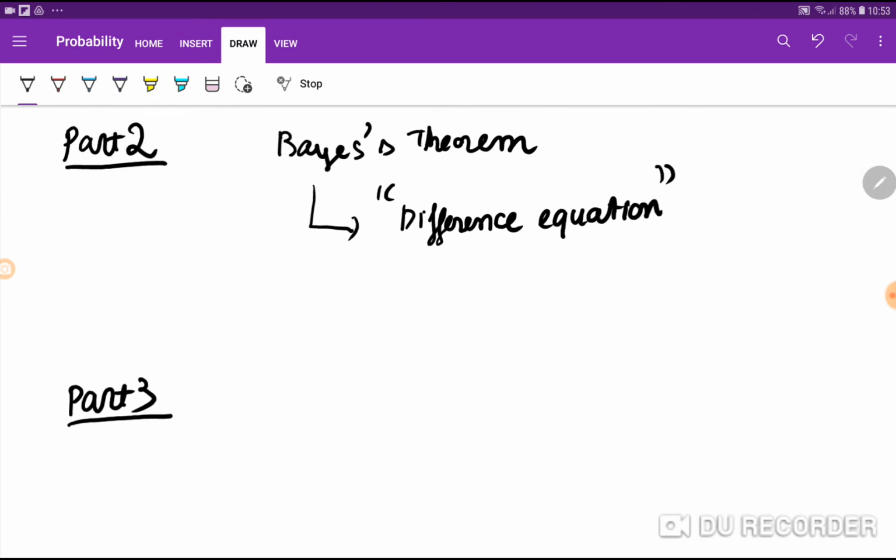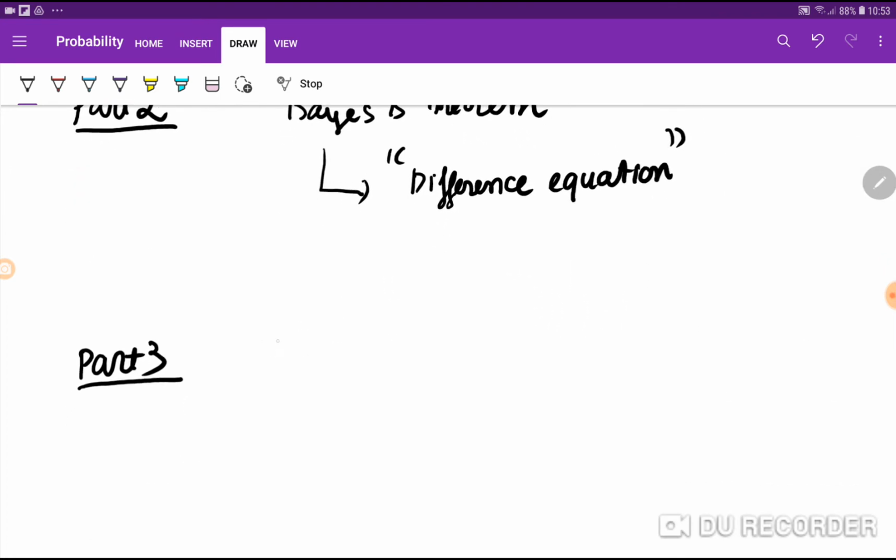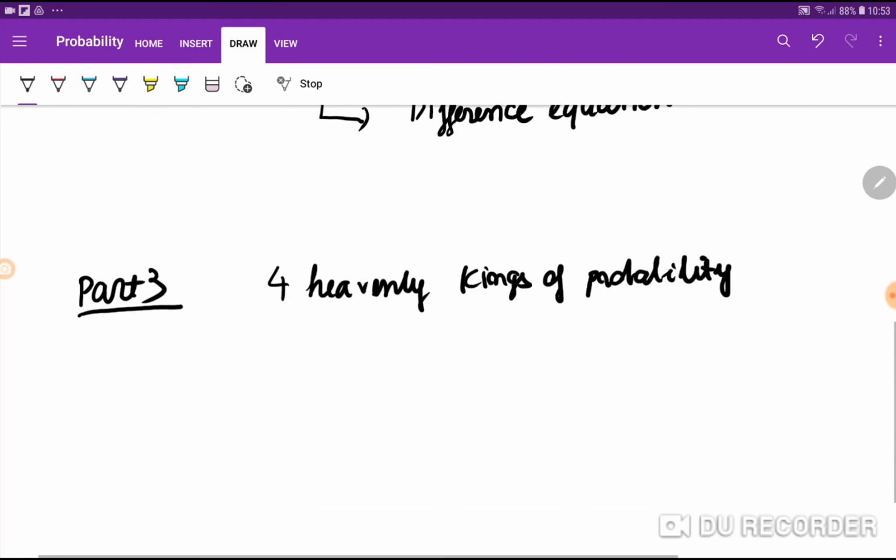And then part three is the four heavenly kings of probability. Okay, what are the four heavenly kings of probability? Like in Hong Kong, they have the four heavenly kings. Their music's pretty good, go check them out.